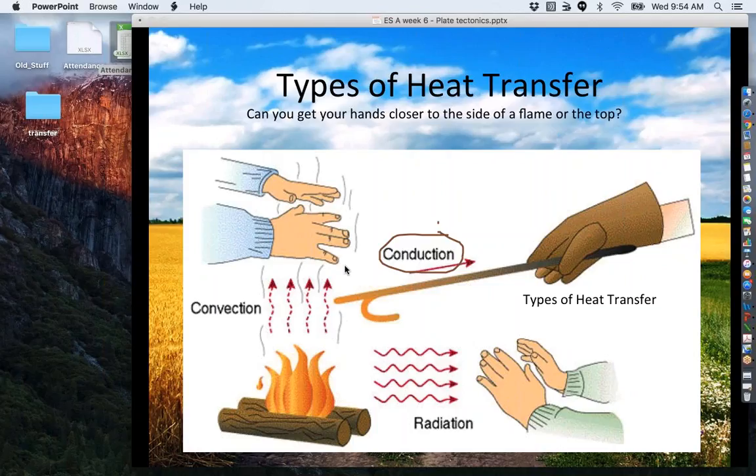And that's because when you have a flame going, see if I can get it going again. Must be running out of fuel in this thing here.